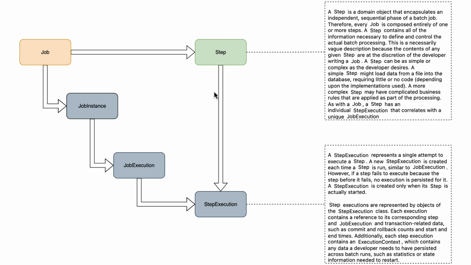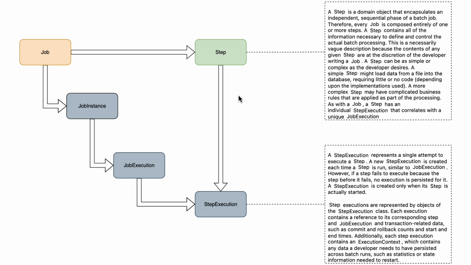A step is a domain object that encapsulates an independent sequential phase of a batch job. Therefore, every job is composed entirely of one or more steps. So a step contains all the information necessary to define and control the actual batch processing. This is a necessarily vague description because the contents of any given step are at the discretion of the developer writing a job. So a step can be as simple or as complex as the developer desires. A simple step might load data from a file into a database, requiring little or no code, depending upon the implementation used. A more complex step may have complicated business rules that are applied as part of the processing.